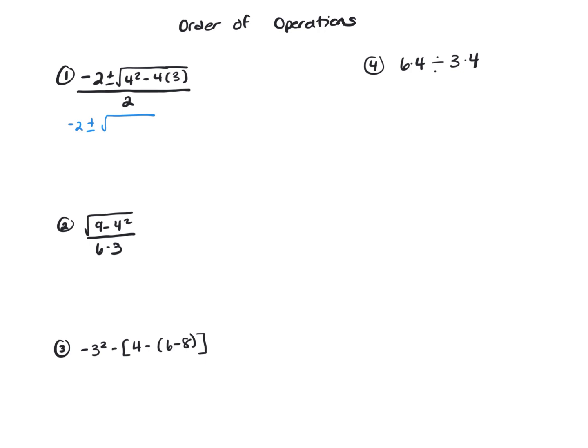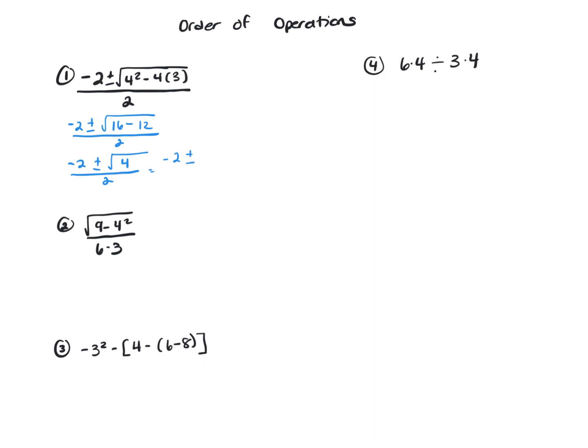And what do you do first? You do exponents first. 4 squared is 16. And we can go ahead and do that multiplication. Minus 12 all over 2. And that's -2 plus or minus the square root of 4, 16 minus 12 over 2. And that's -2 plus or minus square root of 4.